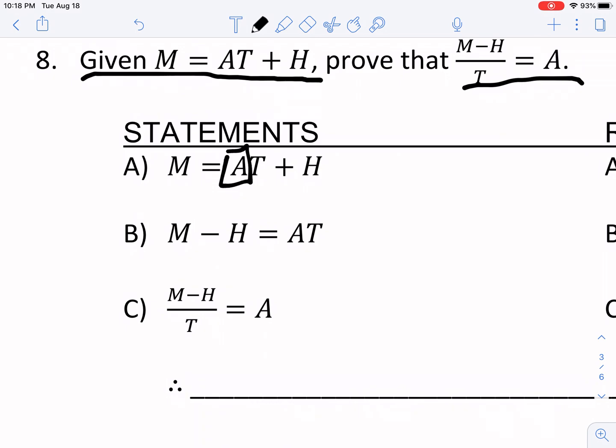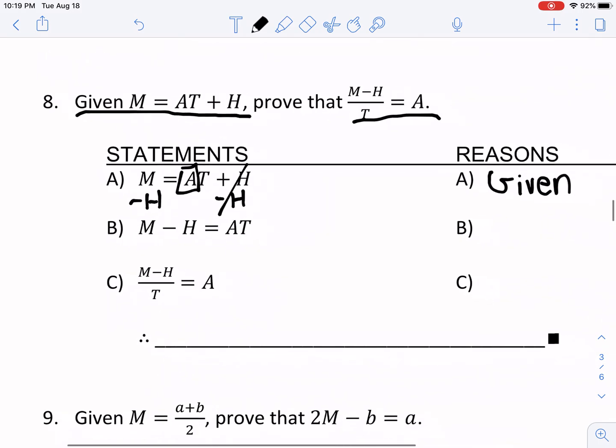Well, what's the opposite of adding h? Minus h. I can subtract h from both sides. Doesn't a plus h and a minus h cancel out? Well, yeah. And then I get m minus h. We moved h to the other side, okay? Just like what we were doing with solving equations, okay? But now it's moved to the other side.